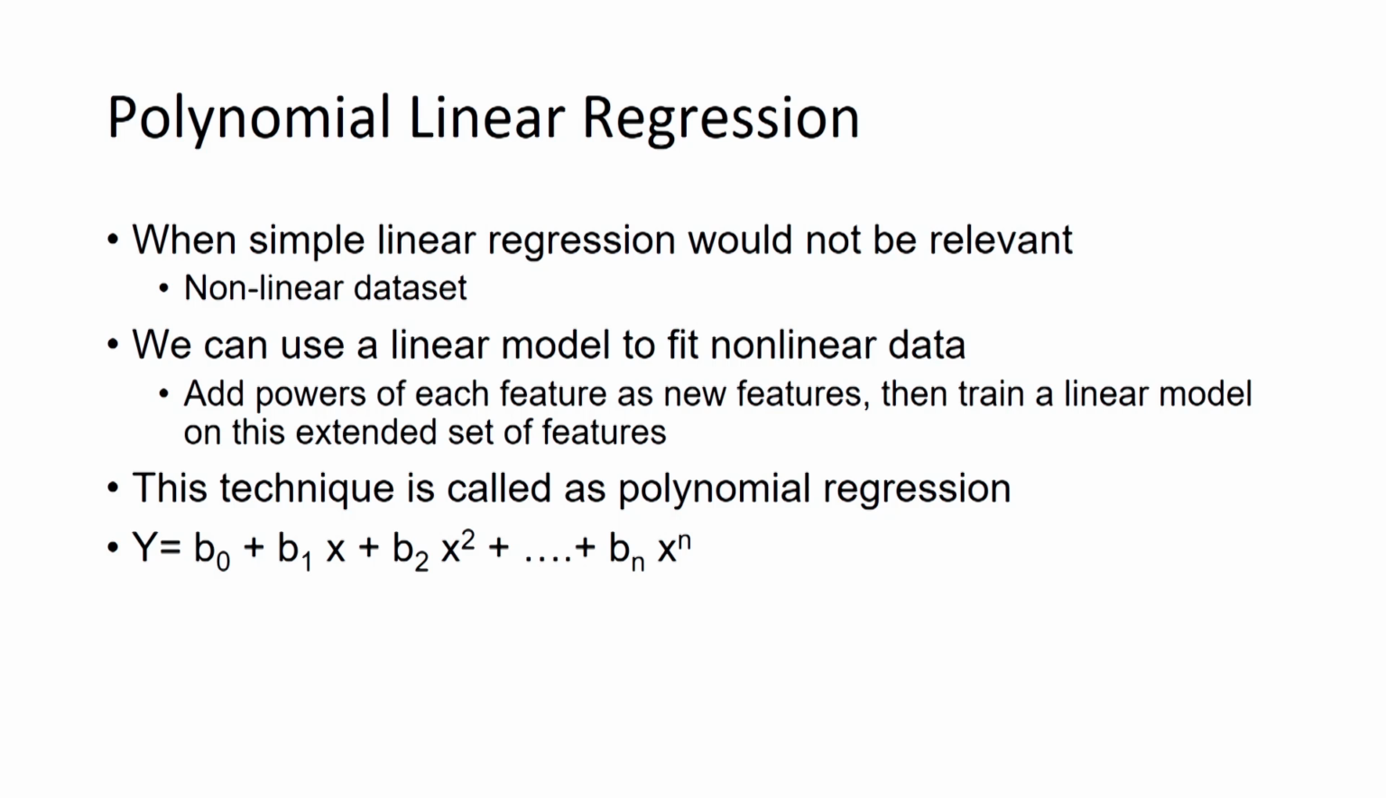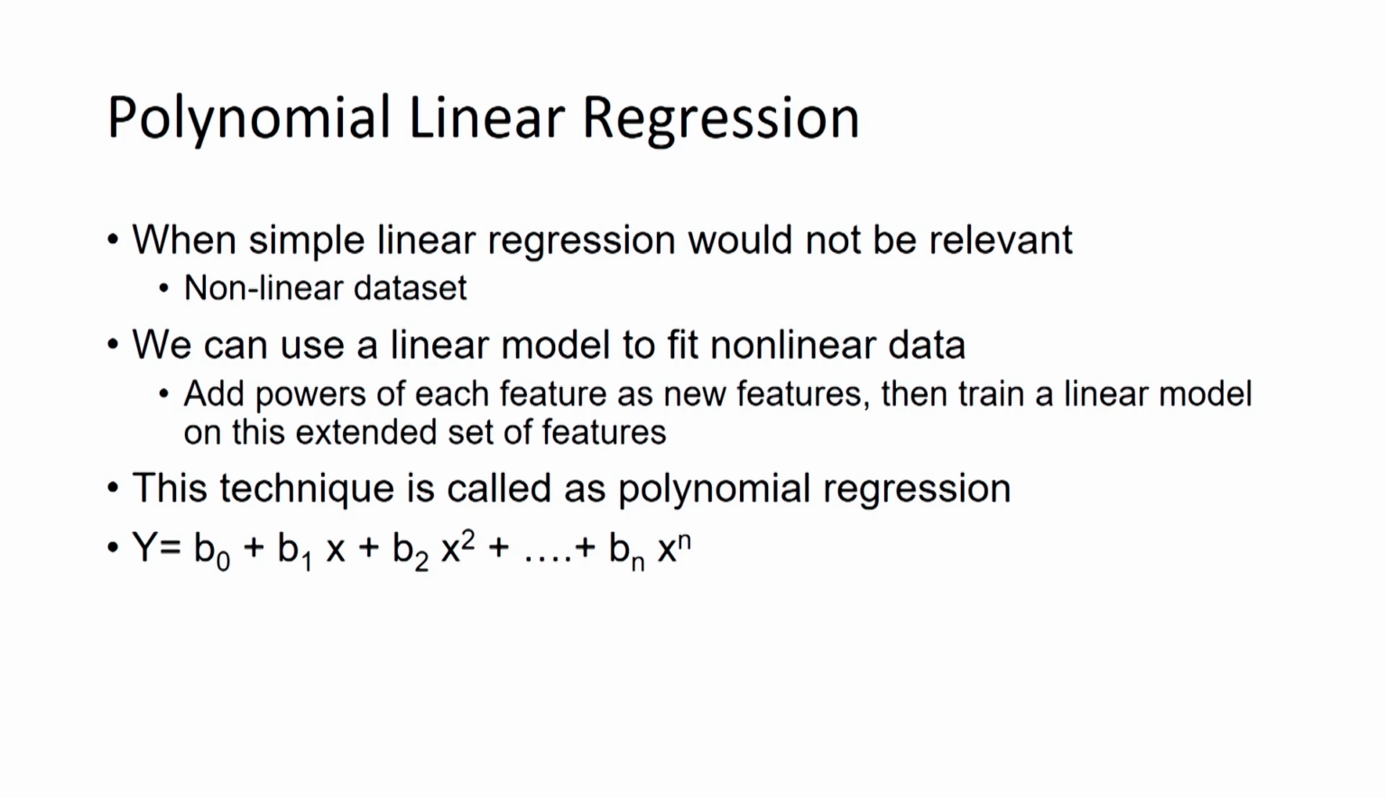How do we do it? We add powers of each feature as a new feature and then train a linear model on this extended set of features. So, if in your data set you have, suppose, 10 features, you will add a few more features, and these newly added features are nothing but different powers of the existing features, which you add as new features. This technique is called polynomial regression.